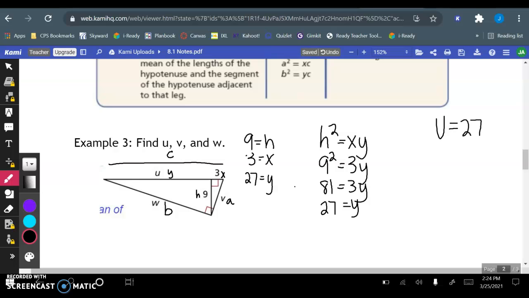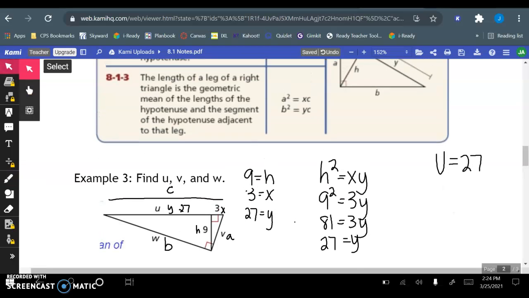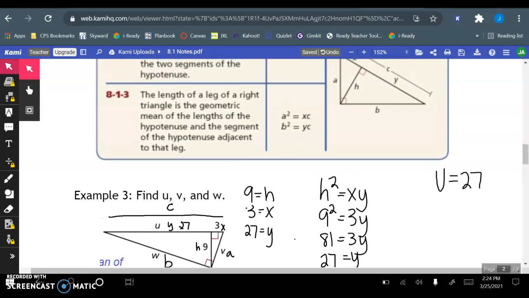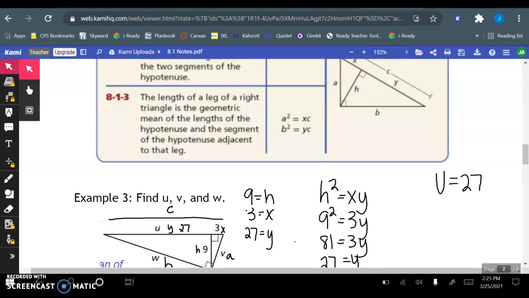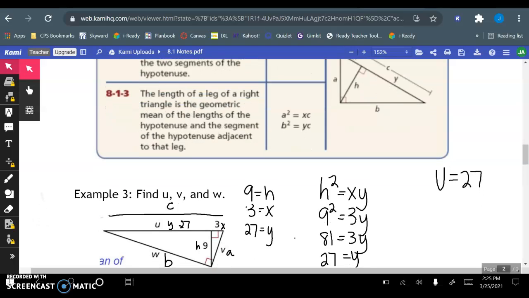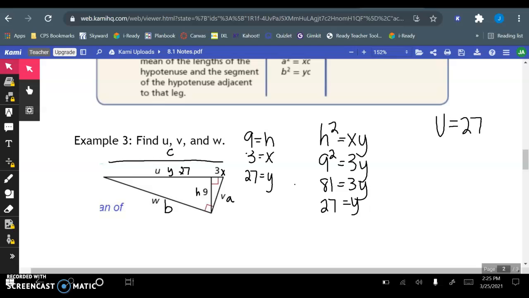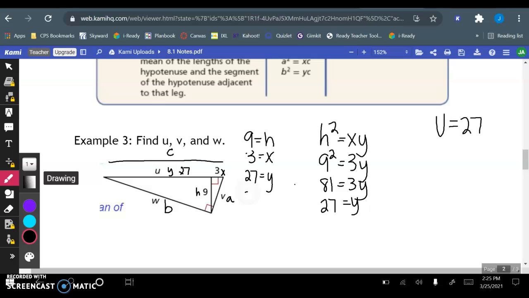So now I'm going to put 27 here. So now we have h, x, and y. So if I go back up here, we have already used h squared equals x times y. So I don't have one of the other two equations that has an h, an x, or a y, so 2 out of those 3. So I'm going to look back at my picture. Now that I know x and y, I definitely know what c is. So that entire length would actually be 30. So 30 equals c. So now I have a c.